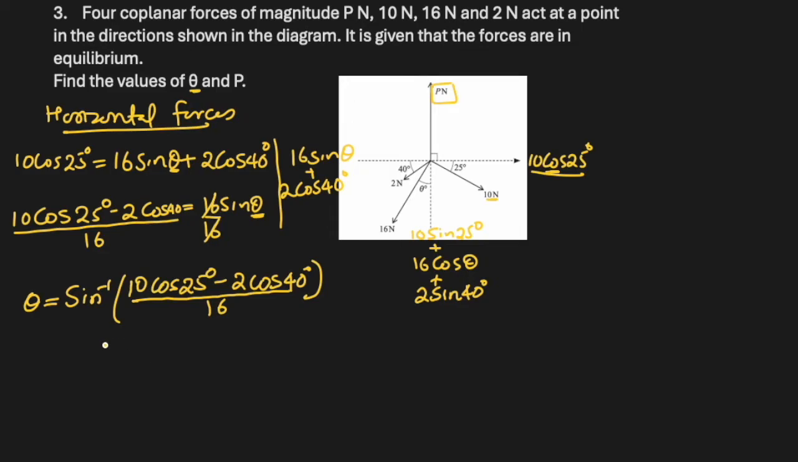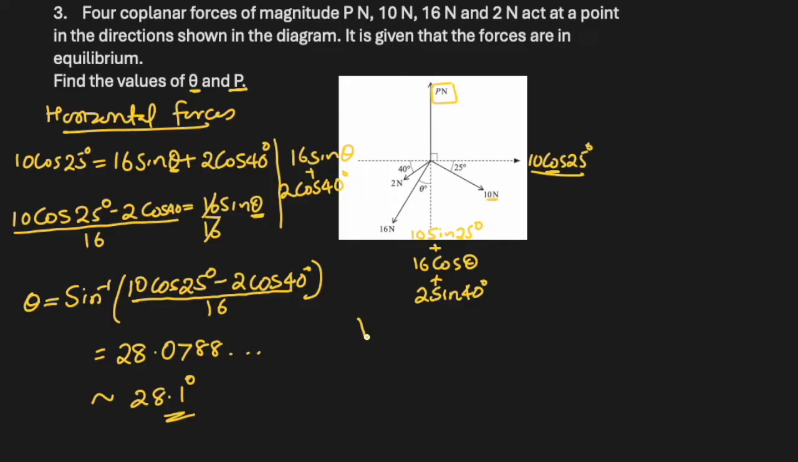Okay, what I'm getting here is 28.07888. Let's write that one first. So round it off to 28.1 degrees. That's what we should do, 1 decimal place. That's the answer. Second part is we have to find P also.